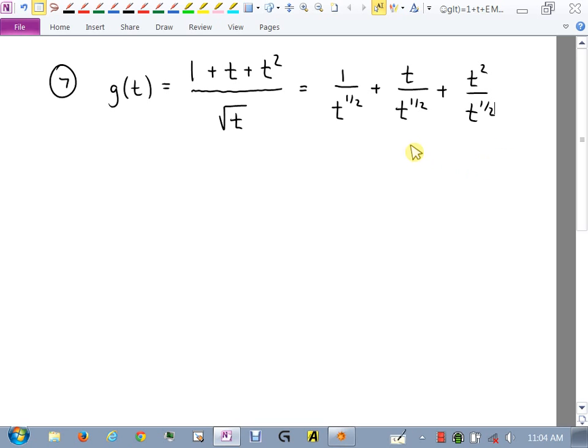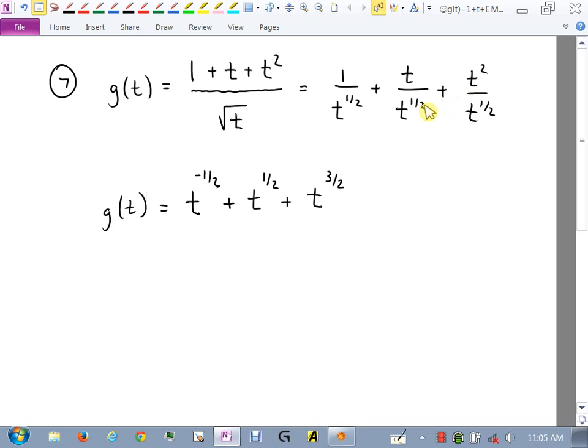Right? And then for each one of these, I can rewrite each one as a power of t. So the first one would be t to the negative 1/2. The next one would be, what's this? T over t to the 1/2 is t to the positive 1/2. And then t squared over t to the 1/2 would be t to the 3/2. So all I'm doing is properties of exponents, right? Subtracting the power up here, subtracting 1/2 from 1, subtracting 1/2 from 2.